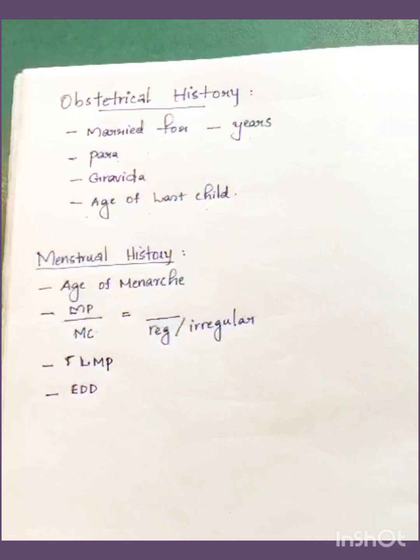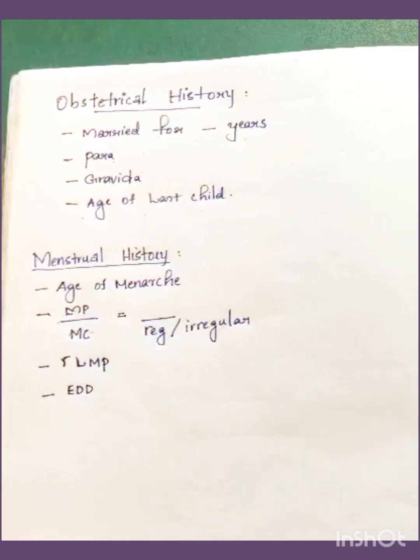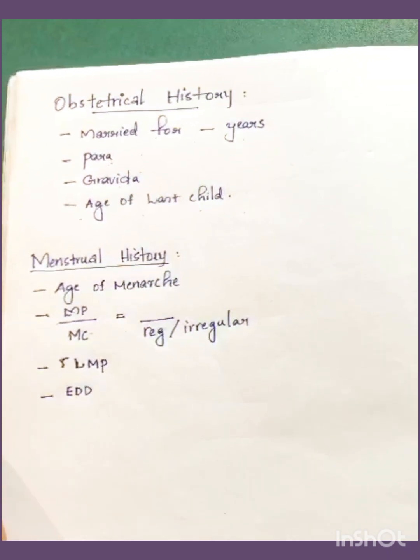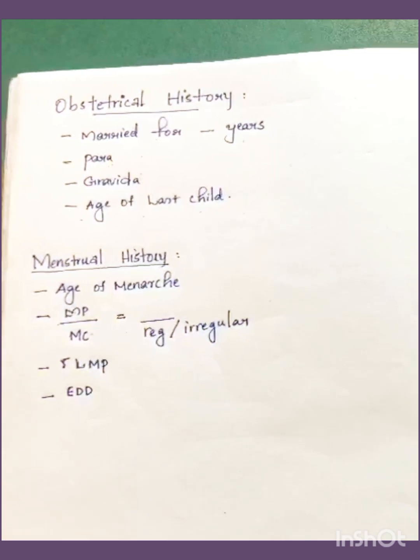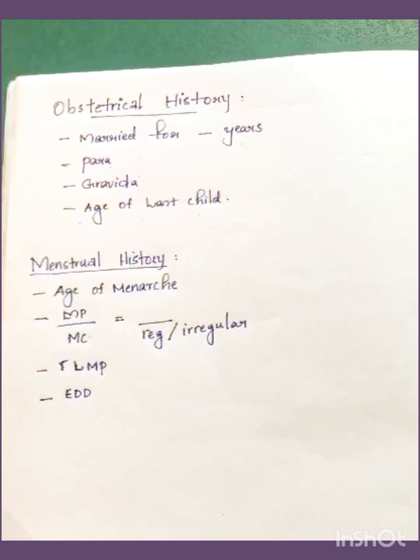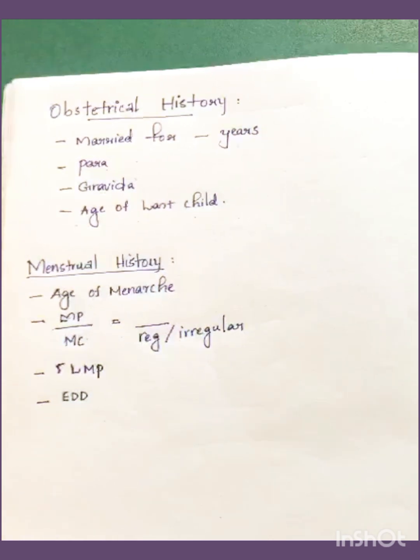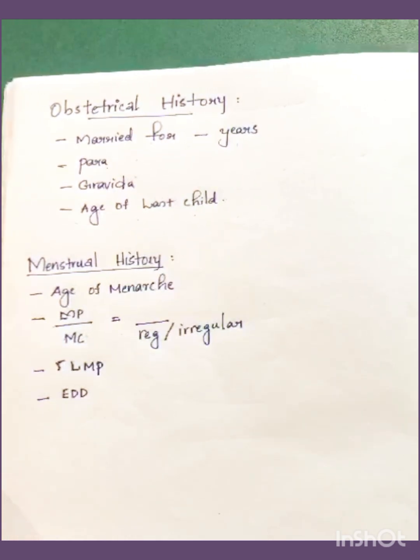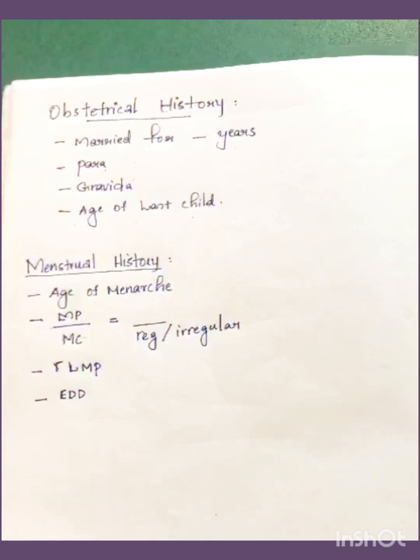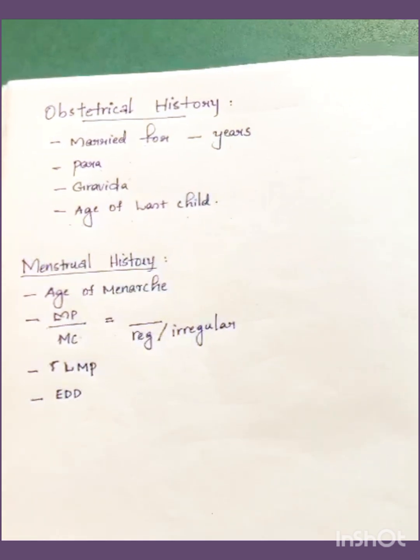So for calculating para, we can say the total number of children delivered after the age of viability, which includes both alive and dead, plus the number of abortions or ectopic pregnancies, minus the number of dead children after 28 weeks, for example from accident, disease, etc.